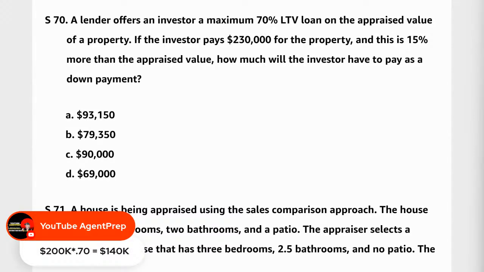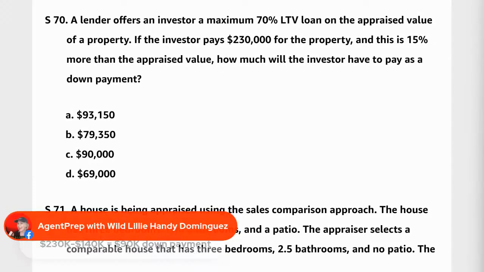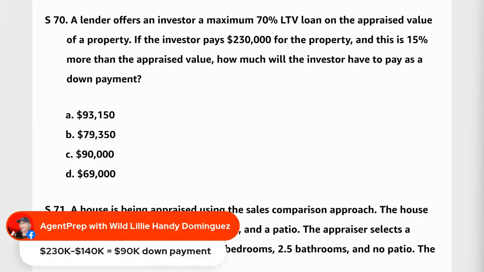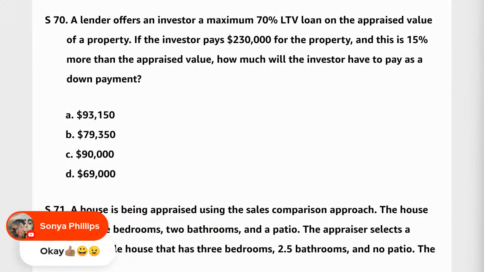200,000 times 70% equals 140K. Okay, and then 230, what the investor is paying, minus the loan of 140K means he's got to bring 90,000 down payment in. Sonia says, okay, awesome, very good.